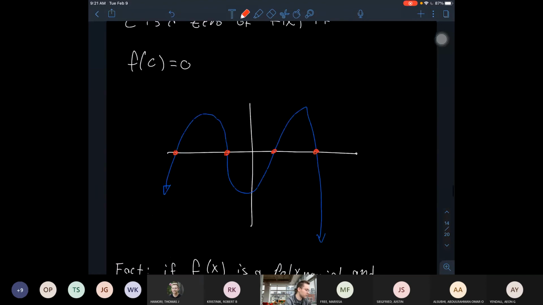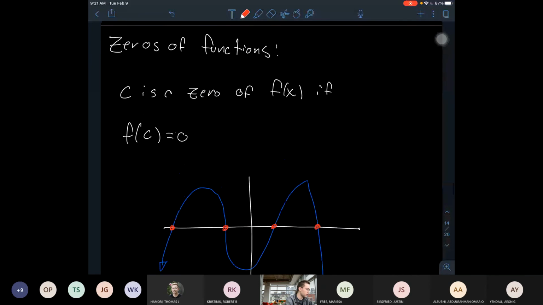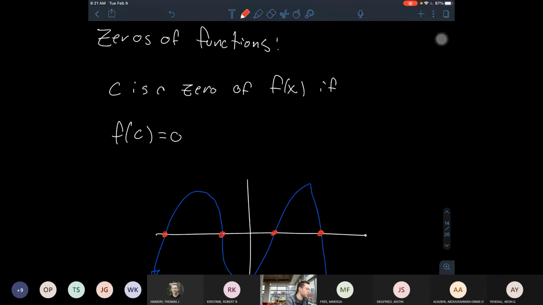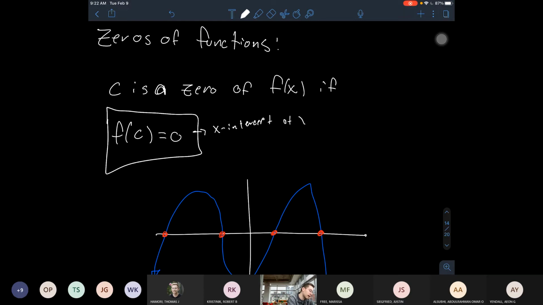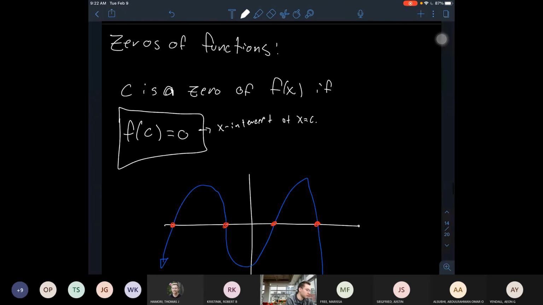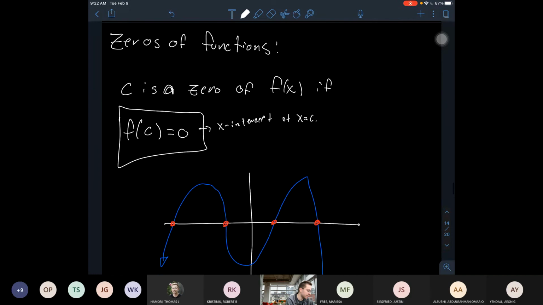All right, so let's talk about zeros of functions. This is just terminology. We say that a number c is a zero of f of x if f of c is equal to 0. That means we have an x-intercept at x equals c. This is just the definition of how we say this.